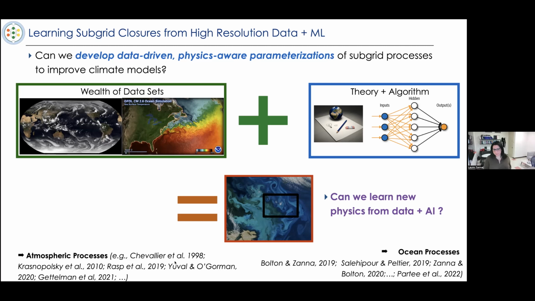Using machine learning and data to do it started in the late 90s, especially in the atmosphere, looking at radiation, for example. And of course, in the last few years, clouds, warm rain processes, and in the ocean, quite a few of us have been working on eddy closures. So really lots of people are trying to leverage data and machine learning algorithms to come up with subgrid parameterization or subgrid closure without any a priori.